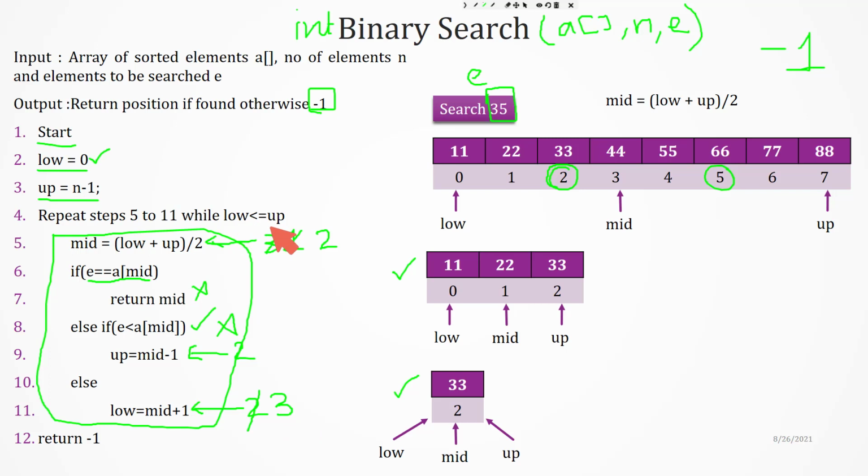Low less than or equal to up. Here low is 3, up is 2. 3 less than or equal to 2 is false. So these statements will not execute anymore. It will execute line number 12: return minus 1. So the function will return value minus 1. The meaning is the search is unsuccessful. 35 is not in the list.